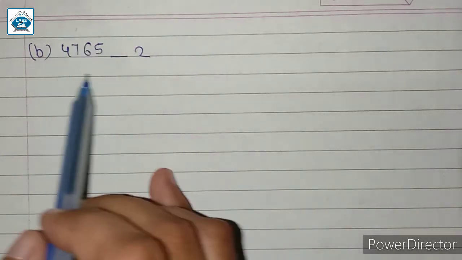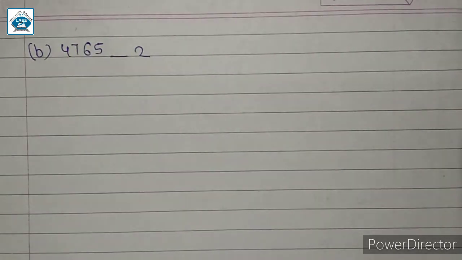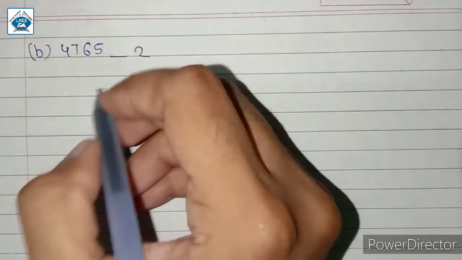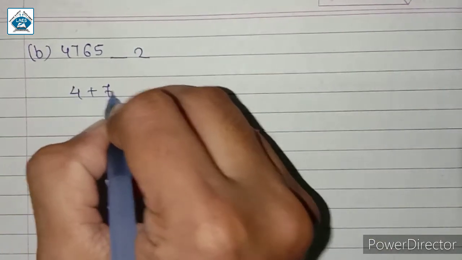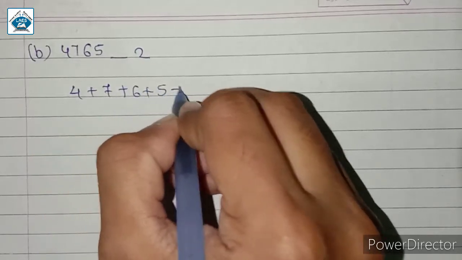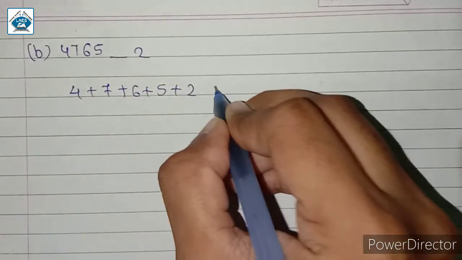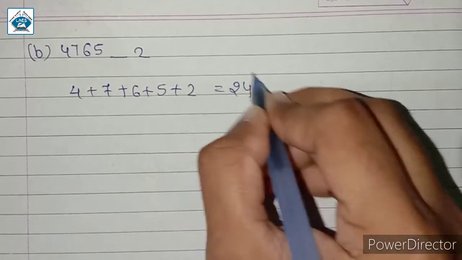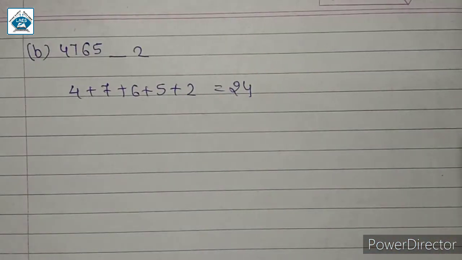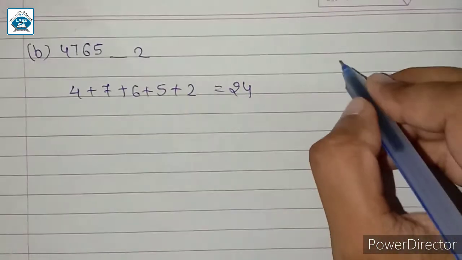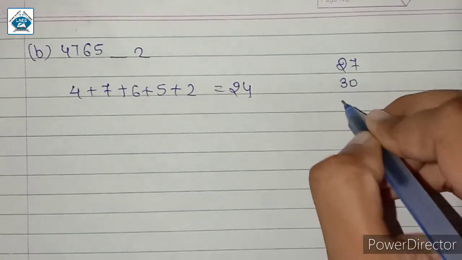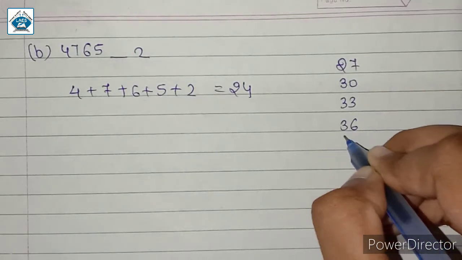In the next question, we have a blank space and we have to fill this with the smallest digit and the greatest digit such that the number formed is divisible by 3. Just like we solved the first part, we have to solve this second part. Now first of all, we will add the given digits. When we add these digits, we get 24. Now 24 is a multiple of 3. The next multiples are 27, 30, 33, 36 and so on.